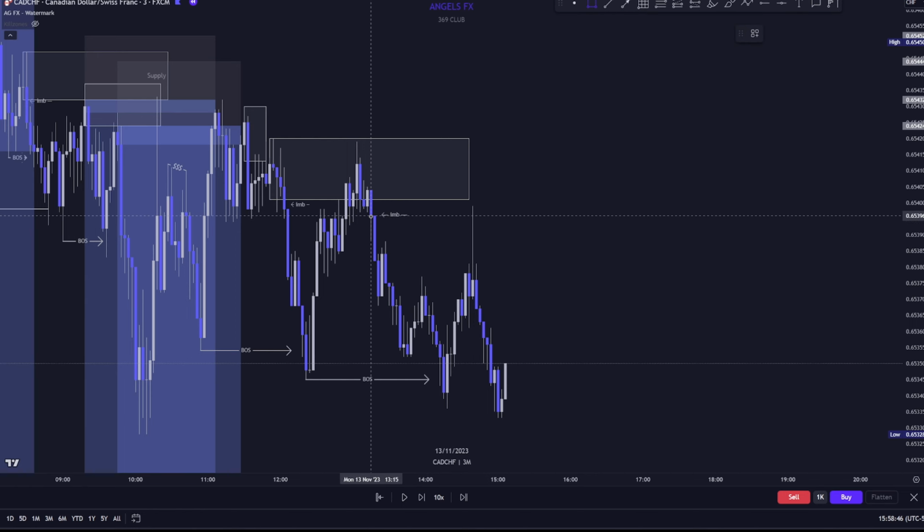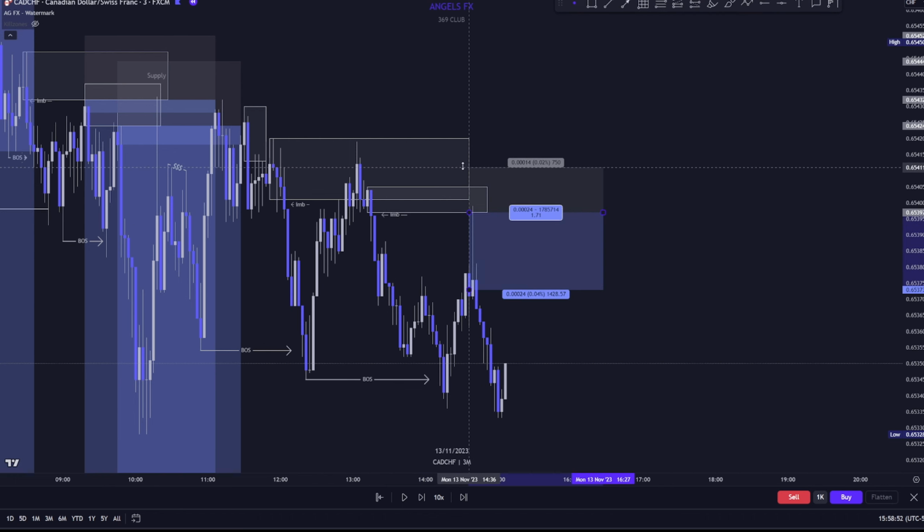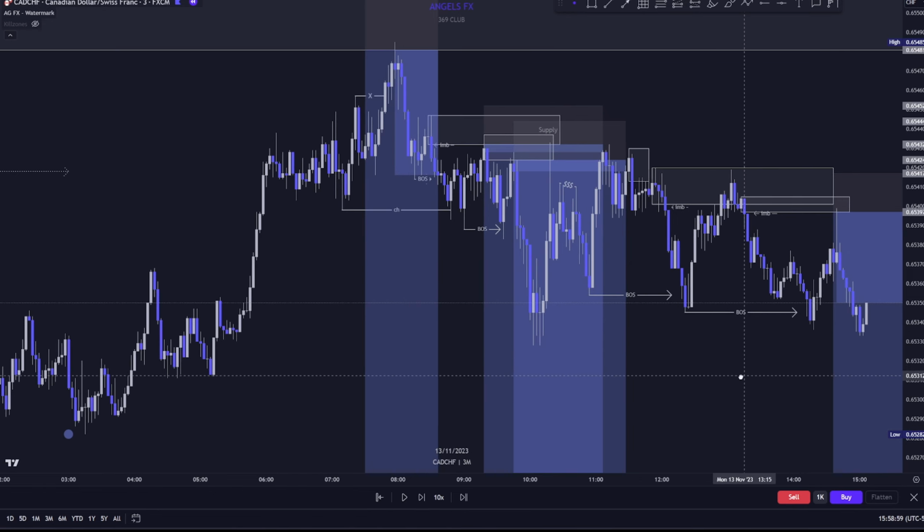And this was our order book. So you would enter from here, our stop loss minimum 2 pips, and take profit same. Easy. Same, guys, always same.